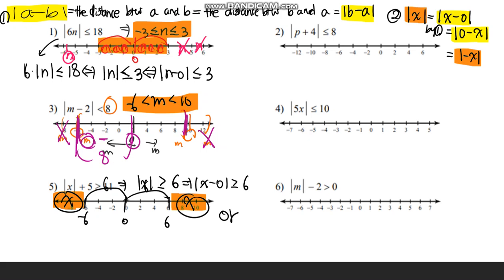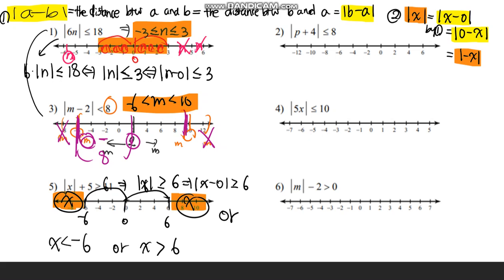So number 1 and 3 and 5, number 1 and 3 are the same question, and number 5 is way different than number 1 and number 3 combined, right? Therefore, the answer for this one is x is less than -6 or x is greater than 6.